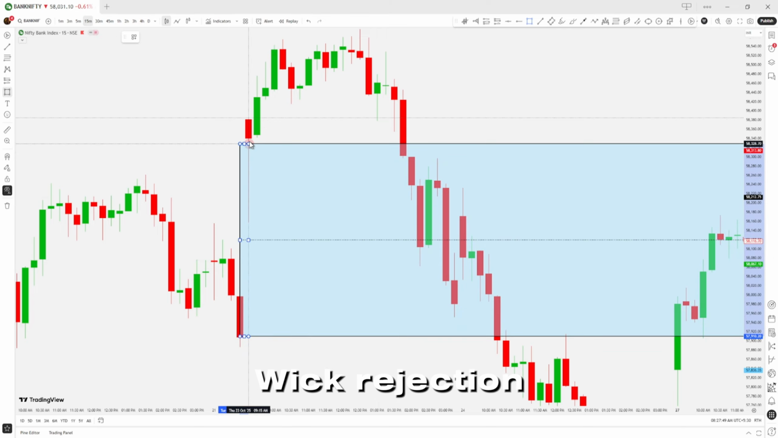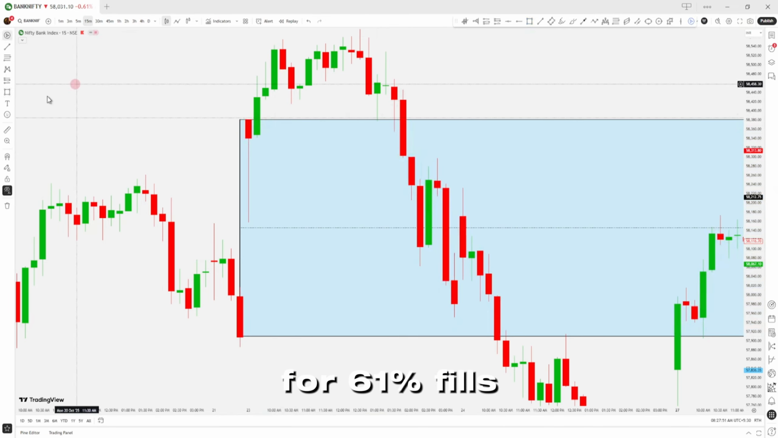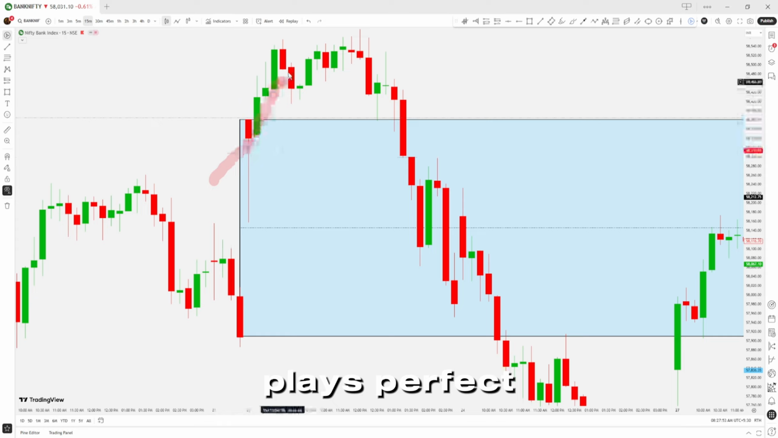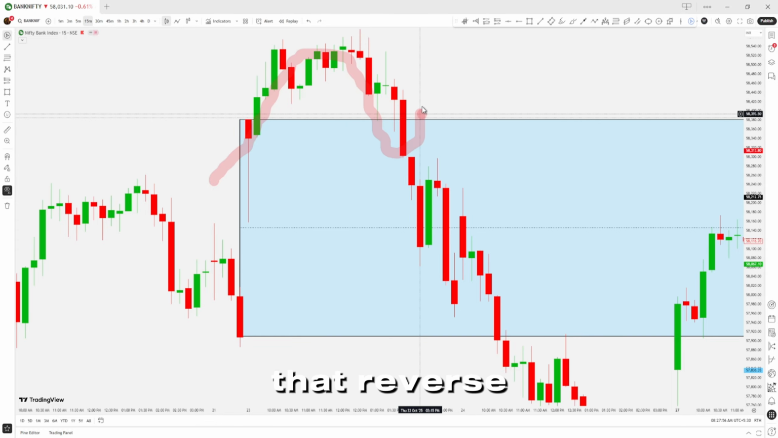Layer with wick rejection for 61% fills and 100-point plays. Perfect for gap opens that reverse quick.